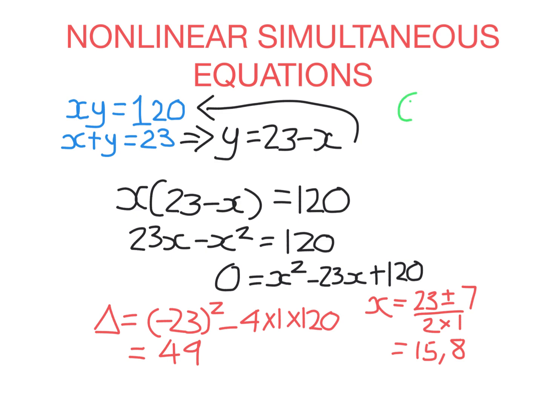So if x equals 15, then y is just 23 minus 15, which is 8. And on the other hand, if x is 8, y is 23 minus 8, which is 15. So both of these are possible solutions. In other words, if you were to graph this, which is a hyperbola, and this, which is a line, they would intersect at these 2 points. Let's look at another example.